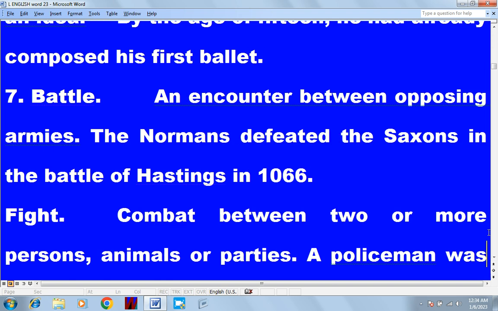Number 7, battle, B-A-T-T-L-E, battle, an encounter between opposing armies, means armies of two countries or more than two countries, like Russian and Ukrainian armies. The Normans defeated the Saxons in the Battle of Hastings in 1066.